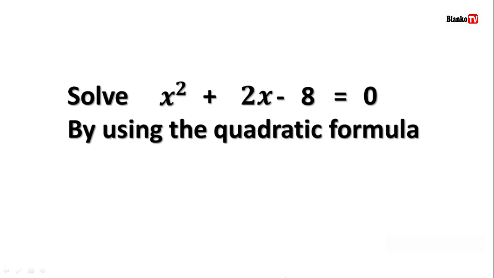Today I am going to show you how to use the quadratic formula to solve a quadratic equation. The question for today is: solve x squared plus 2x minus 8 is equal to 0 by using the quadratic formula. Okay, so let's move on with the solution.